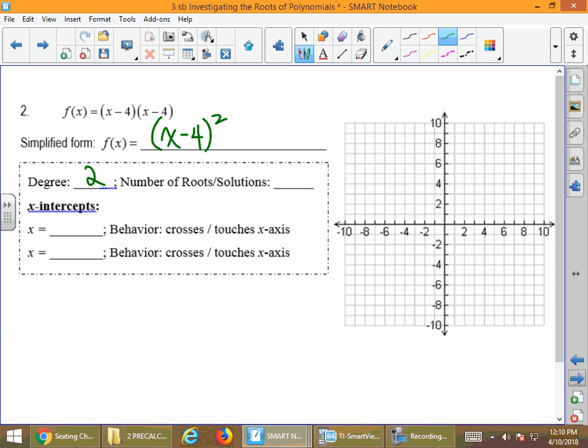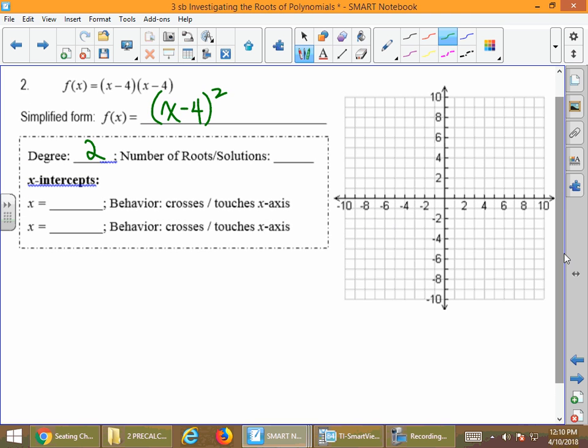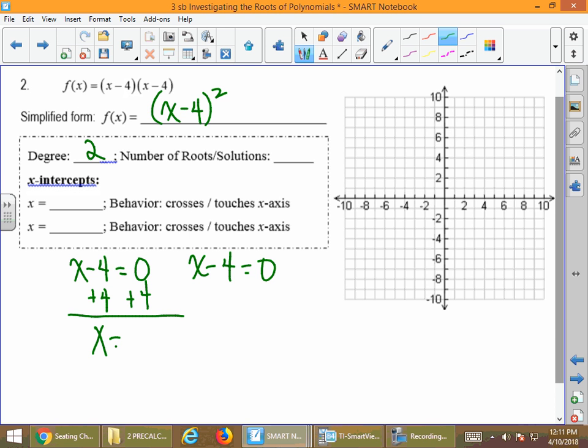To come up with our roots here, or our x-intercepts, or our solutions, what we can do is take our values in our original function and set them equal to 0. We add 4 to both sides, and we get x equals 4. We add 4 to both sides, and we get x equals 4. So even before we draw the picture, we get x equals 4 and x equals 4.